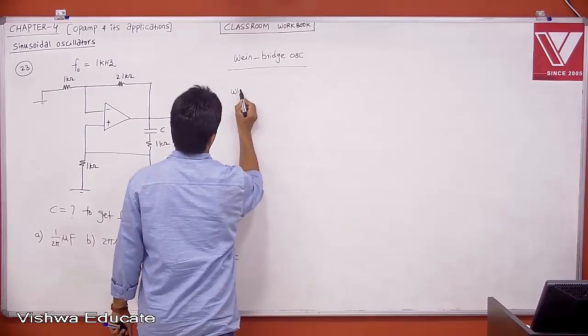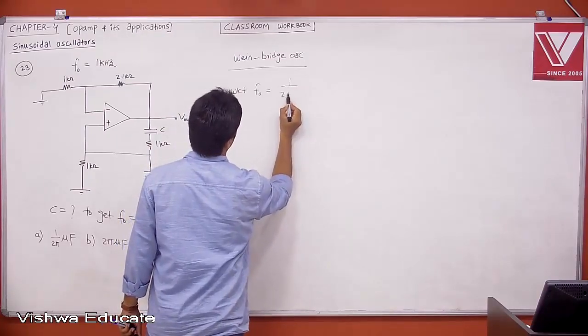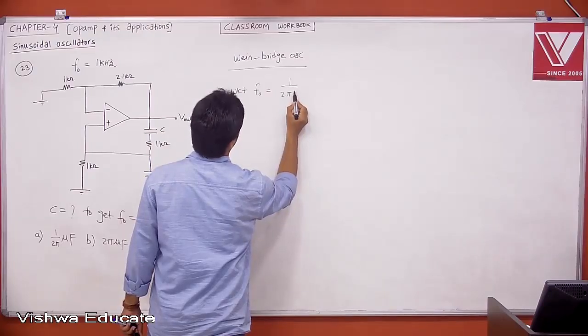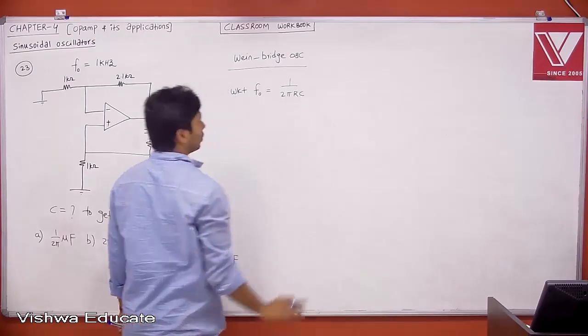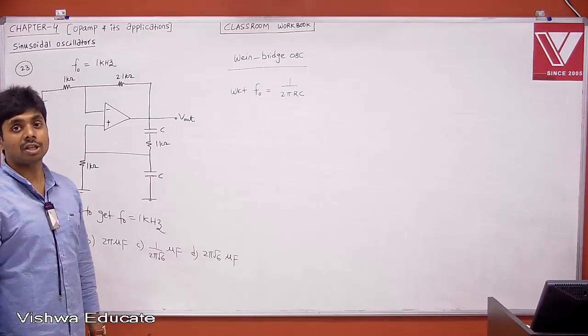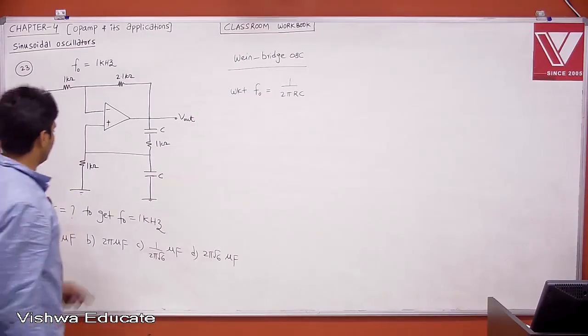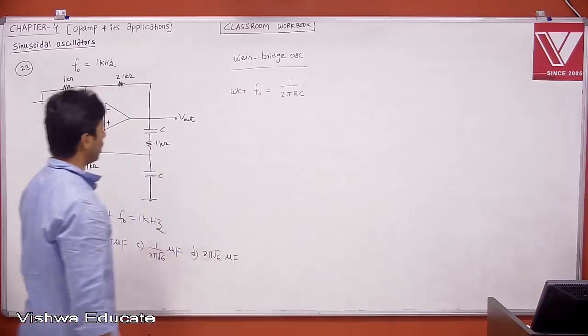We know the resonant frequency F0 is equal to 1 by 2 pi RC. There is no root 6. That root 6 is there for the RC phase shift oscillator. Don't confuse. Now, we know F0 is equal to 1 kHz.